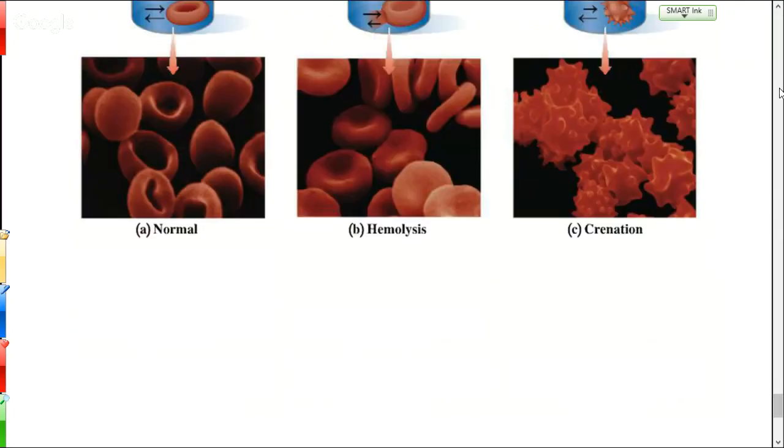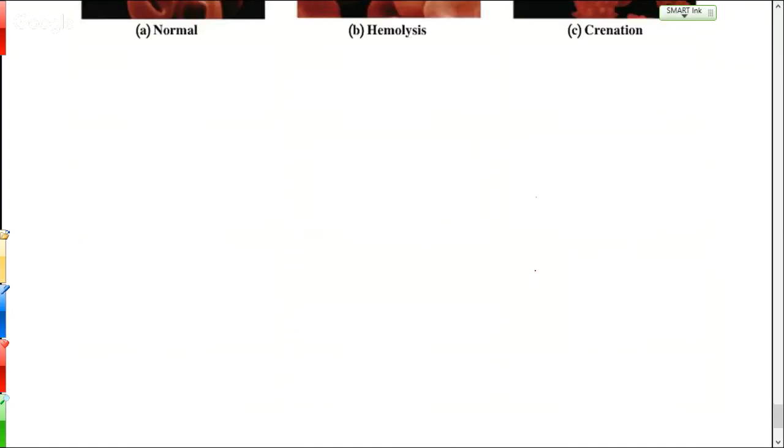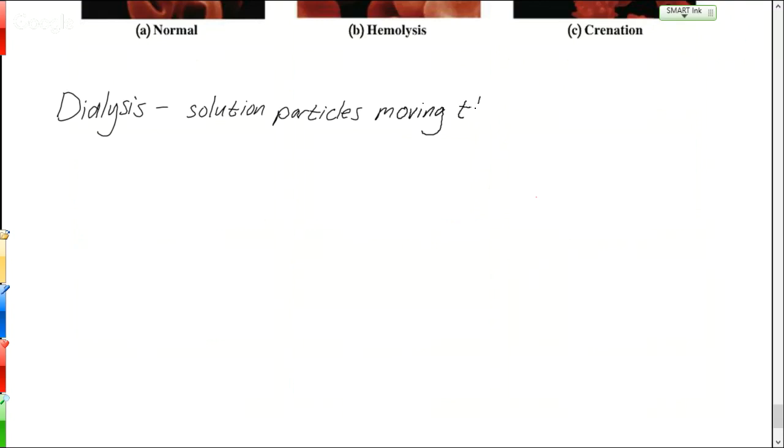All right. So water movement like that through a semipermeable membrane is called osmosis. There's another related phenomenon called dialysis, which is solution particles or solvated particles moving through the semipermeable membrane. And we'll see this next week in lab.